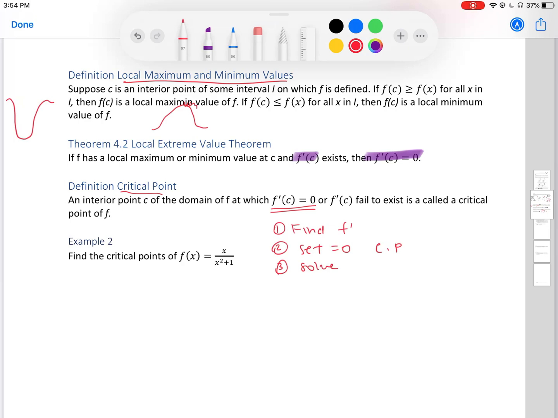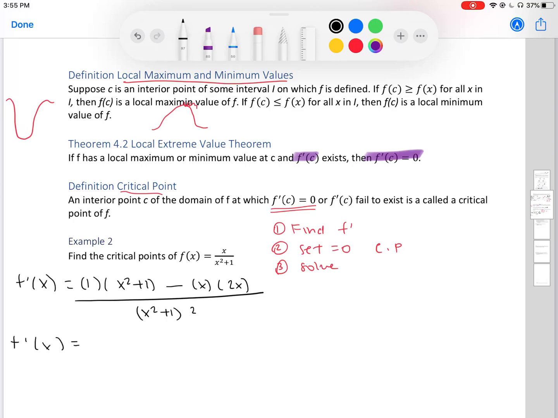Let's begin by finding our derivative, f prime of x. We have the quotient rule. So we have the derivative of the numerator, which is 1, times the denominator, minus our numerator times the derivative of the denominator, which is just 2x, divided by the denominator squared. So our derivative is x squared plus 1 minus 2x squared, divided by x squared plus 1, squared. We can clean it up by combining like terms in the numerator: 1x squared minus 2x squared gives us negative x squared. So I have 1 minus x squared all over x squared plus 1, squared.